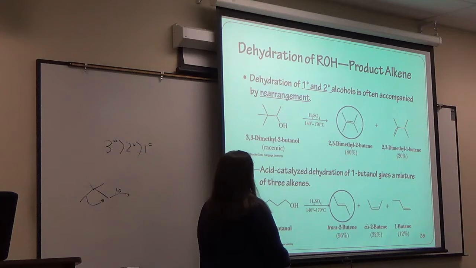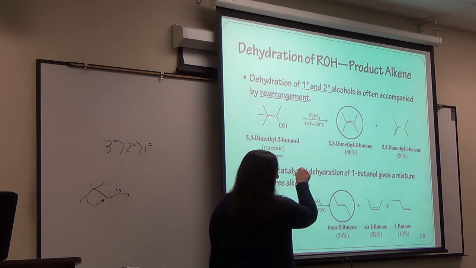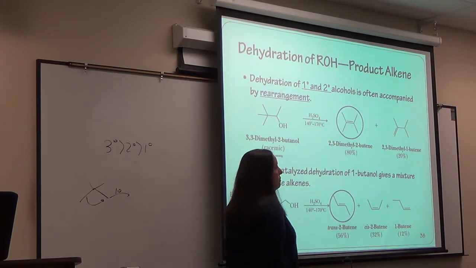And you chose that spot because it's more stable. Yeah, so you chose it because this is going to be the more stable carbocation, once the shift happens. Tertiary.